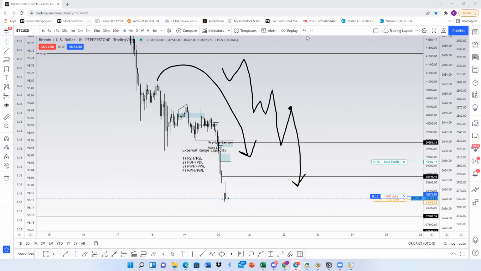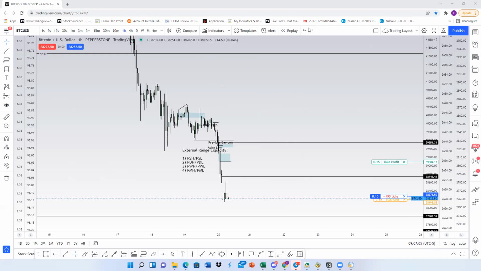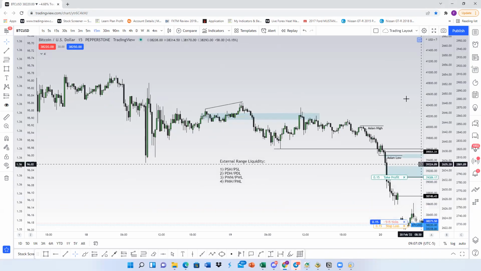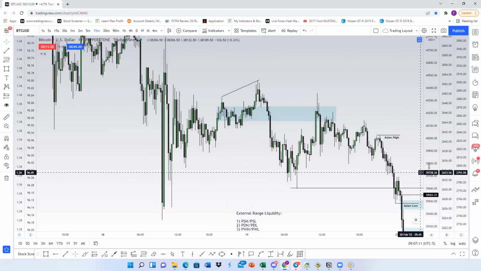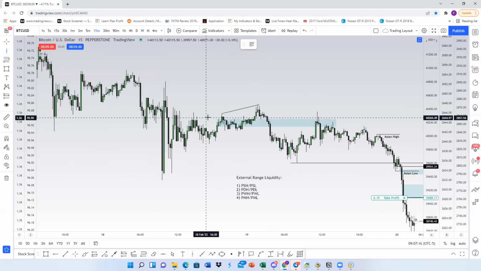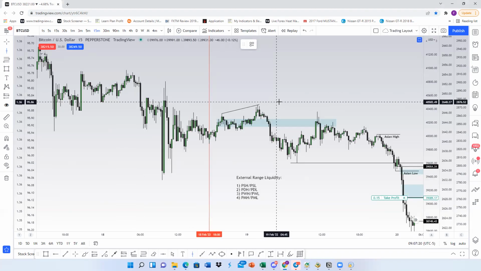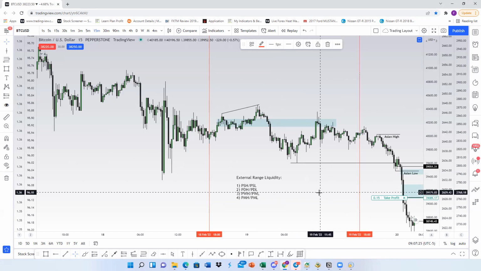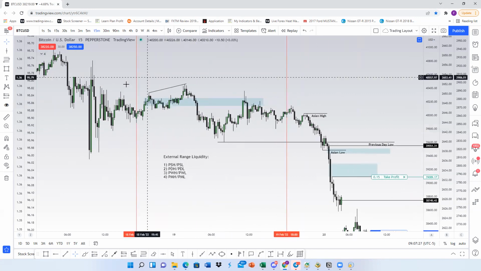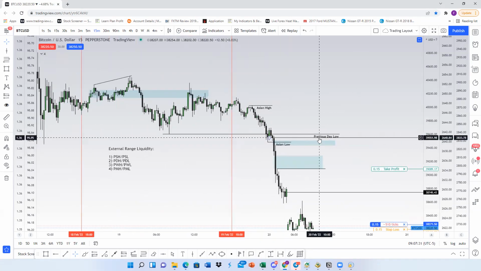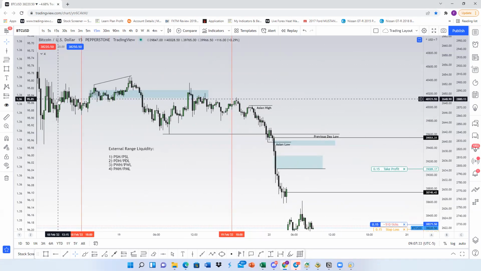Now, this is as opposed to something like this. Go back to the lower time frame, 15 minutes. Let's segregate the days. Looking at this day, and today. So yesterday and the day before, right?